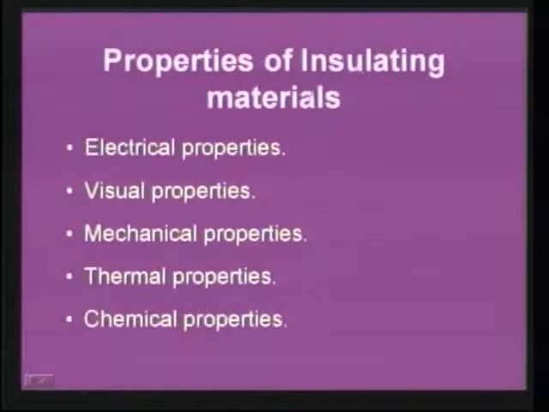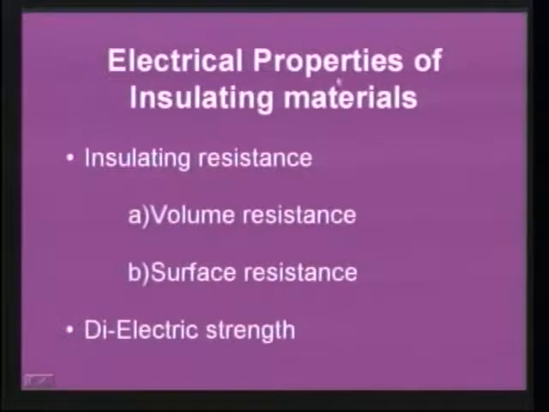The various properties of insulating materials are electrical properties, visual properties, that is how they appear, the mechanical properties, that is their strength, the thermal properties, that is their heat resistance, and also the chemical properties, their reaction with the other atoms. Right. Now, we look into each of these properties in detail. First one is the electrical properties of insulating materials.